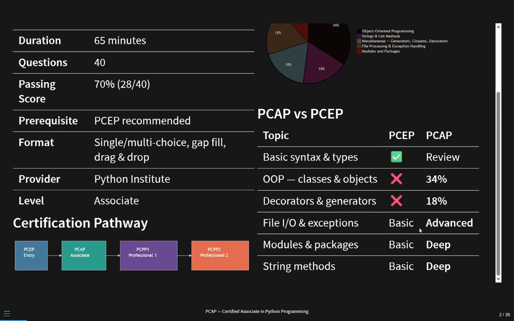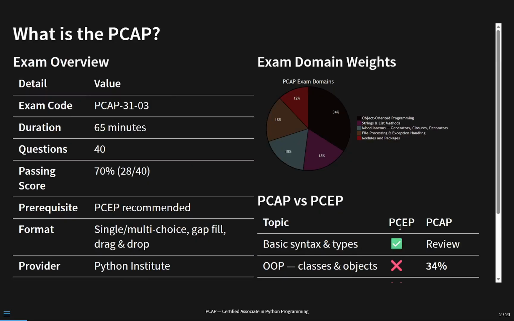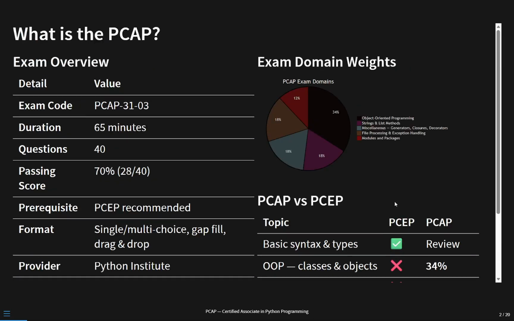The domain weights on the pie chart tell you where to focus. Object-oriented programming is the single largest domain at 34%, that's 13 to 14 questions. Strings and list methods, miscellaneous, which covers generators, closures and decorators, and file processing and exception handling each sit at 18%. Finally, modules and packages at 12%. OOP alone is more than a third of the exam. Invest your revision time accordingly.